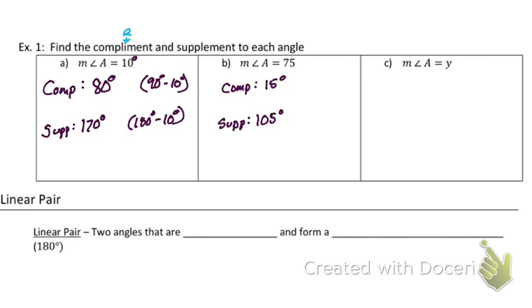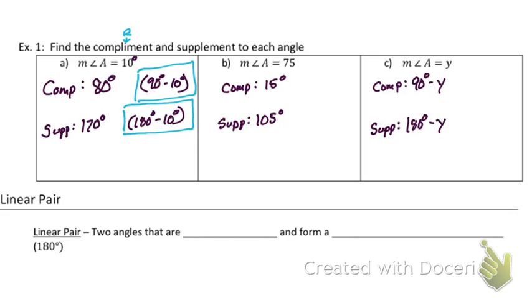Our last one's a little weird. We don't have an actual value. We have y. So what I'm going to do is go back to what I wrote on the very first one. I said, well, a complement is 90 minus 10. A supplement is 180 minus 10. So since we don't have a number, all we can say is the complement is going to be, if I have 90 degrees and I subtract y away from it, that is my complement. My supplement is going to be, if I have 180 degrees and I subtract y away from it, that is my supplement. That'll work for any y value.